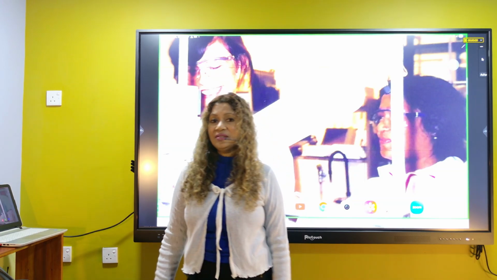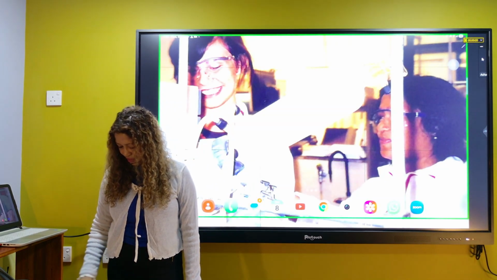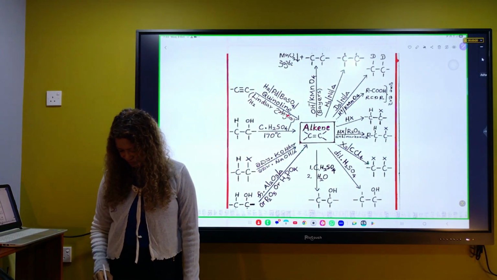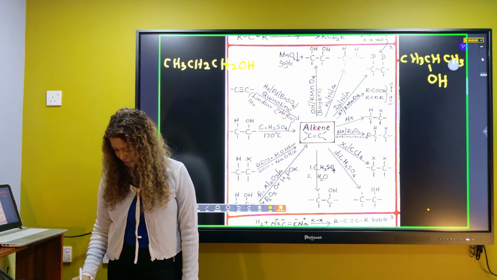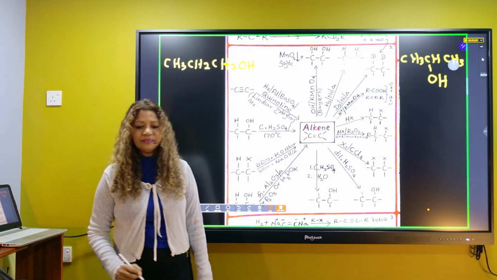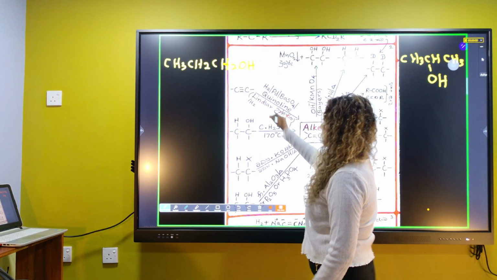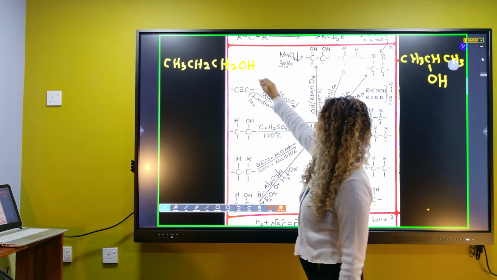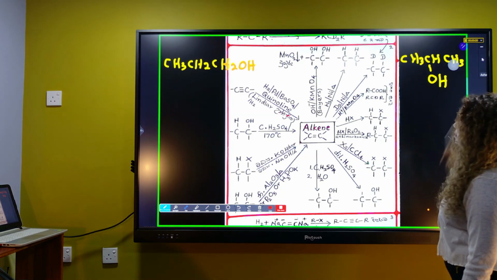To get this talent, you have to practice with organic conversions. I'm going to go with one of the very simplest organic conversions that you would do in the very first days of your organic conversion life. We are converting this primary alcohol, CH3CH2CH2OH, to this secondary alcohol, CH3CHOHCH3.